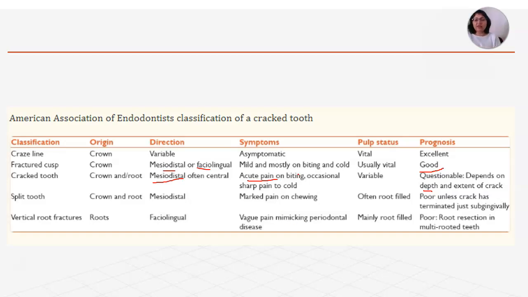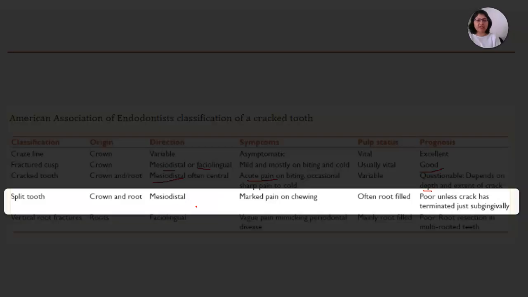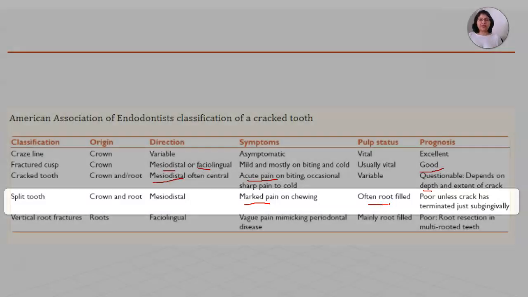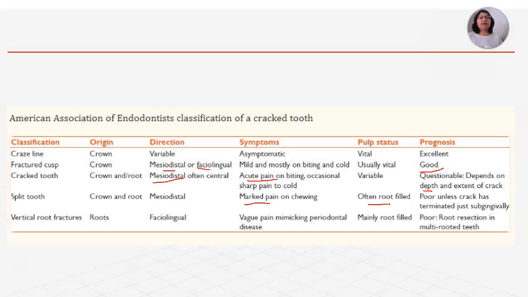Split tooth, again, crown and root, in the mesiodistal direction, with marked pain on chewing. The whole tooth is split, so obviously marked pain on chewing. And this happens mostly in root canal treated teeth. If the access was very huge when the root canal was done, and root canal anyway makes a tooth brittle over a period of time, that can make a tooth lose its strength, and these are very prone to split tooth.